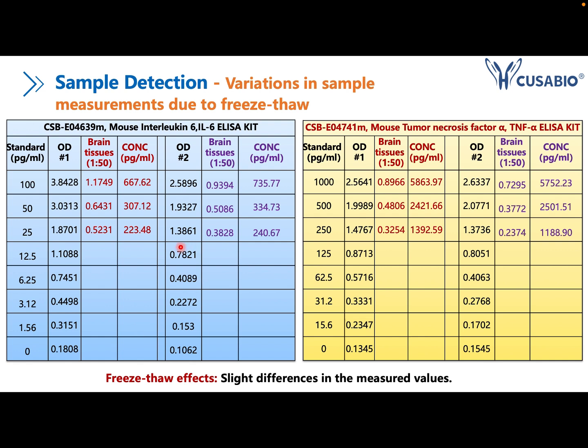So whatever, you see the variation here, right? The variation in the sample measurement is highly due to the freeze-thaw. So we call it the freeze-thaw effect. So there are slight differences in the measured values. If you take the samples out of the freezer, the long storage will cause some minor effect.